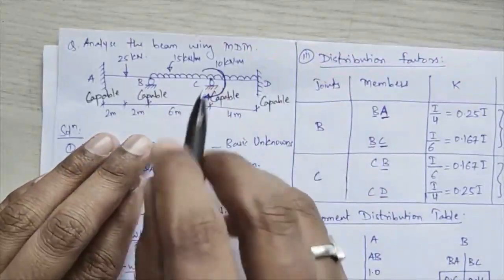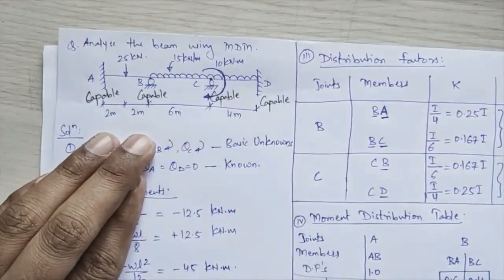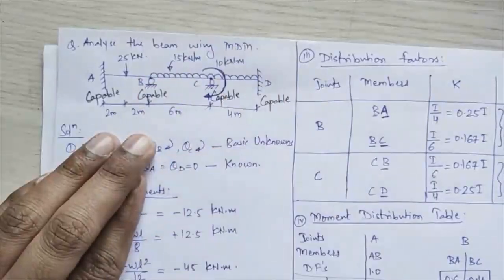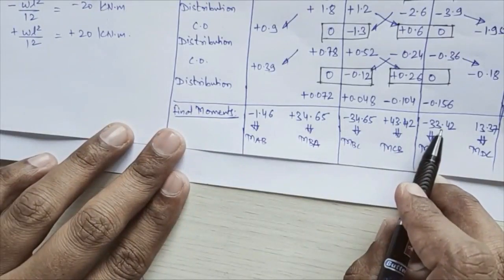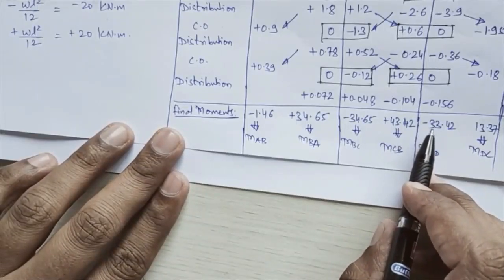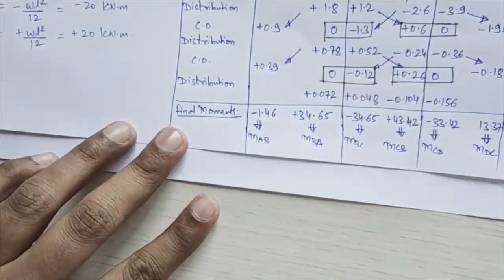At joint C, that is MCB plus MCD plus this 10 shall come equal to 0, or the difference between these MCB and MCD shall come equal to 10 over there. We'll check over there. See, this you are getting plus 43 and this you are getting minus 33. So if you see the difference, that you are getting as plus 10. So whatever values I am getting, those are my correct values.